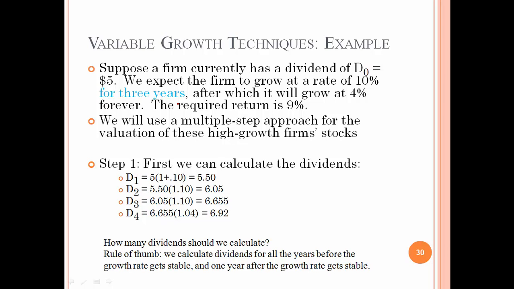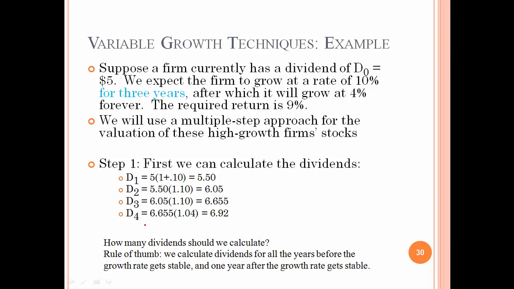As you see, I use the 10% growth rate to calculate D1. D1 is 10% growth over $5, so it's $5.50. And then D2 is $5.50 growing by another 10%. And then 1 year later, you have $6.05 growing by another 10%. And then remember, only 3 years of high growth. After that, as you see, D4 will be only 4% over D3, so it's 6.92.